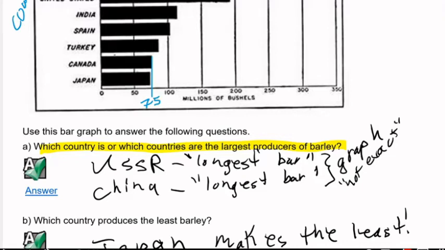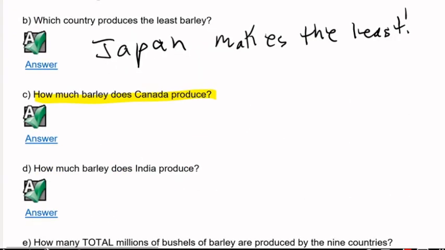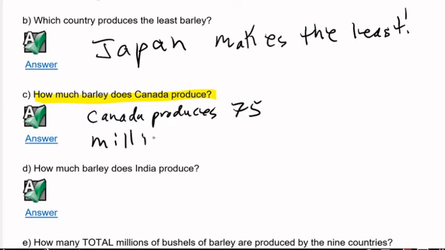So think of it like this. If I have numbers that jump every 50, every halfway mark is like a quarter. So you got 0, 25, 50, 75, 100, 125, 150, and it keeps going, right? So in this case, Canada's barley has about 75. So Canada produces 75. Now we don't say 75. We say 75 million barrels. Millions of barrels.